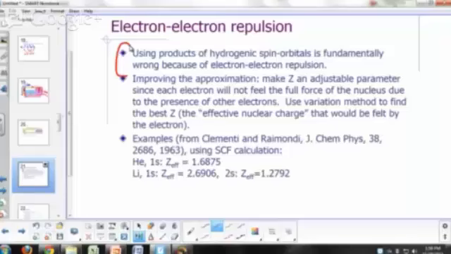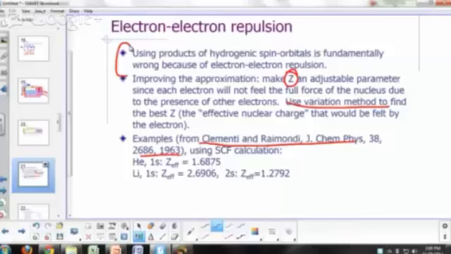You can, however, try to account for electron-electron repulsion by, instead of using the actual Z, the actual charge of the nucleus, making that an adjustable parameter for each of those orbitals, okay? Because that takes into account the fact that each electron will not feel the full force of the nucleus because of the presence of the other electrons. And then you can use the variation method, okay? So you do a variational calculation to optimize the value of Z. So you get what's called an effective nuclear charge. Here's a reference of some extensive work that's been done there.